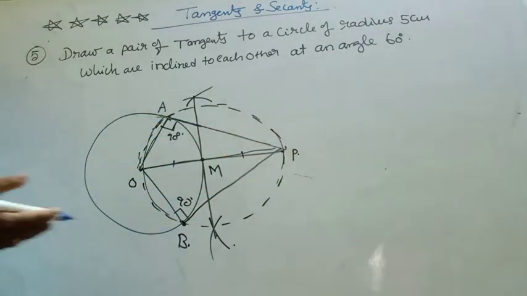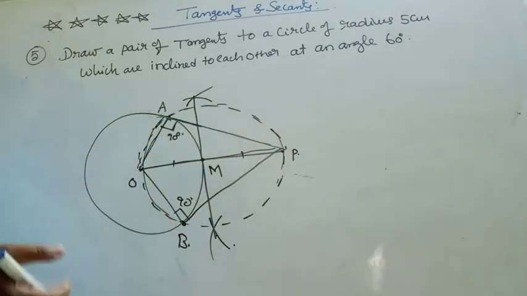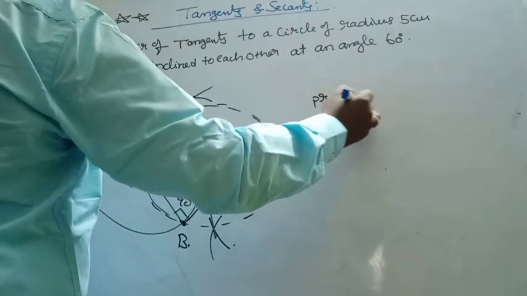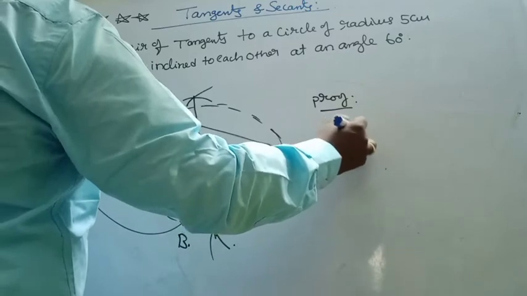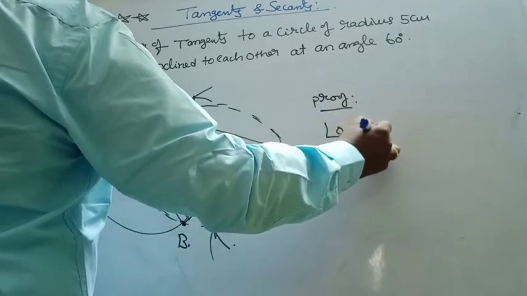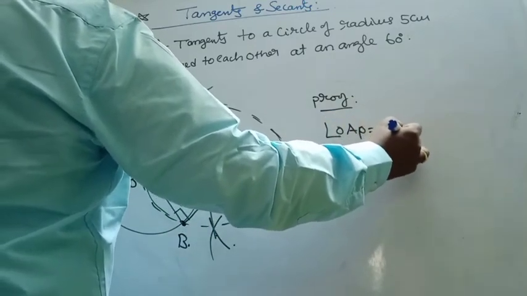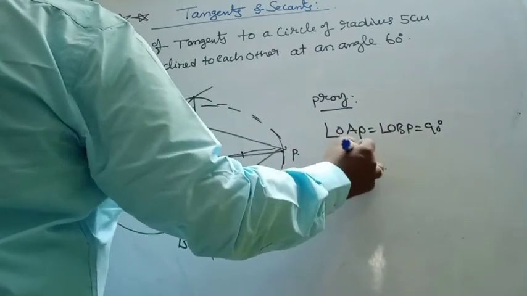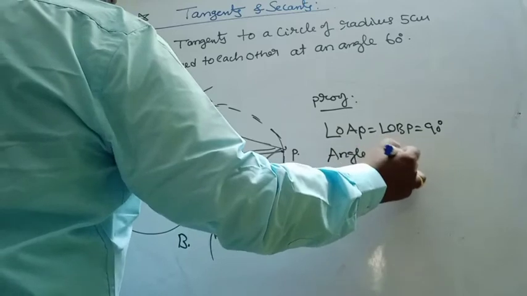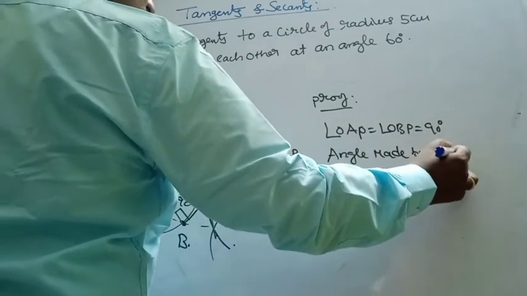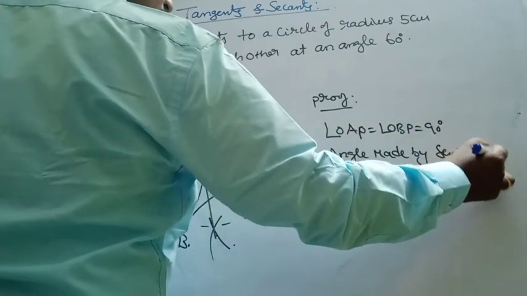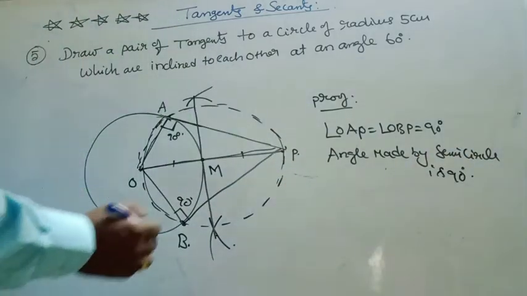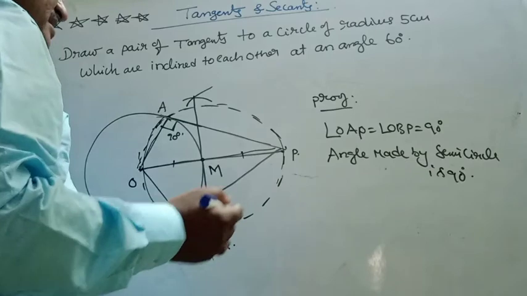This is the construction, the steps we did, that you do one by one. Now the proof: how to prove they are tangents? As you know, my dear students, angle OAP is equal to angle OBP. This is equal to 90 degrees because the angle made by a semicircle is 90 degrees. Wonderful. Angle made by a semicircle is 90 degrees.